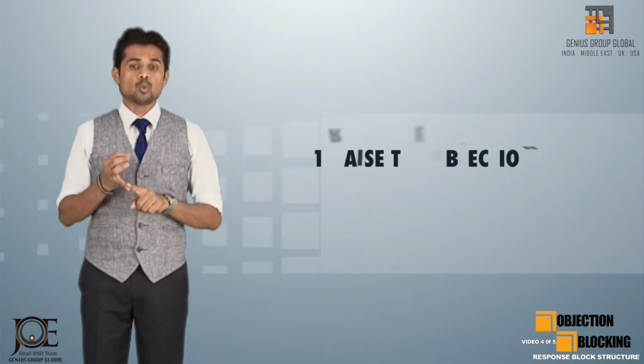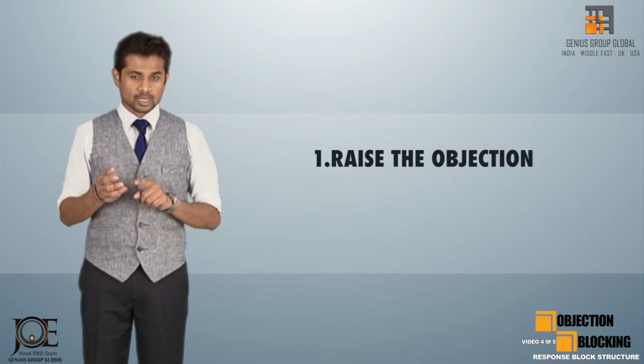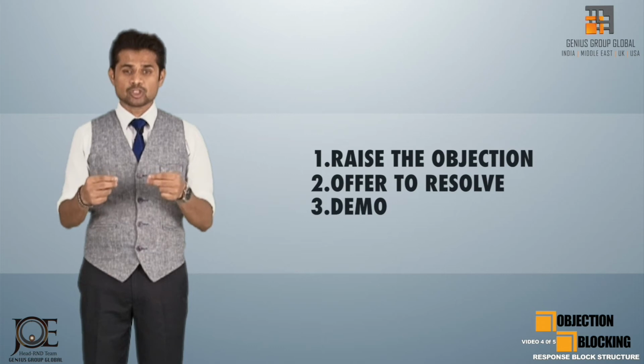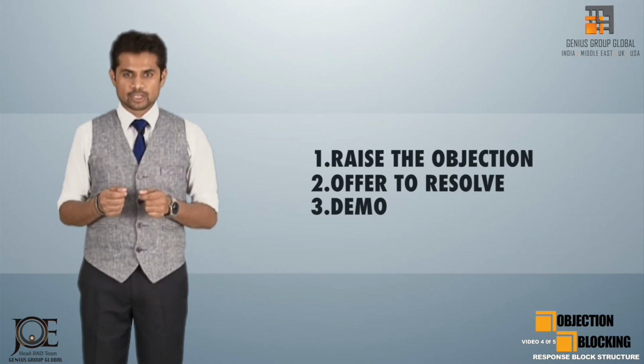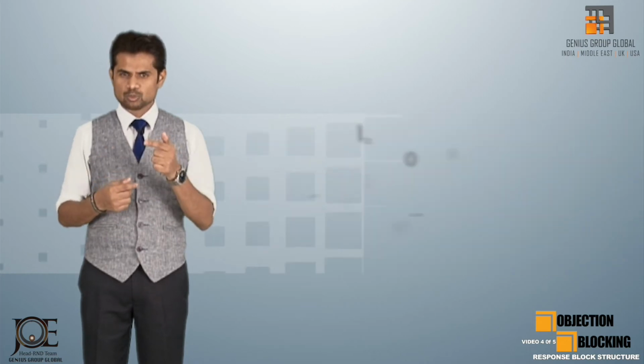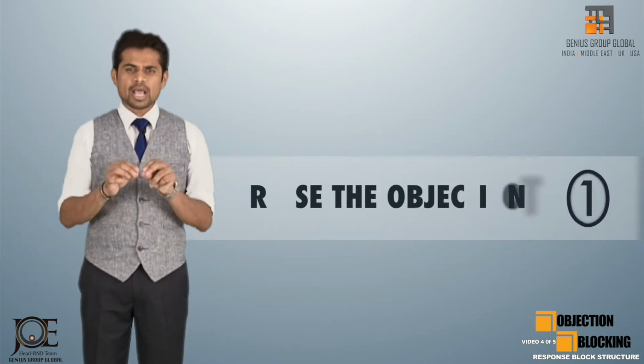Step number 1, raise the objection. Number 2, offer to resolve. Number 3 is demonstrating why it's not really an objection. Number 4, tying down the objection. Let's take a look at this one by one. Step number 1, raising the objection.